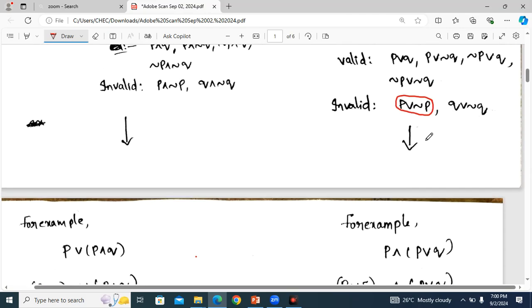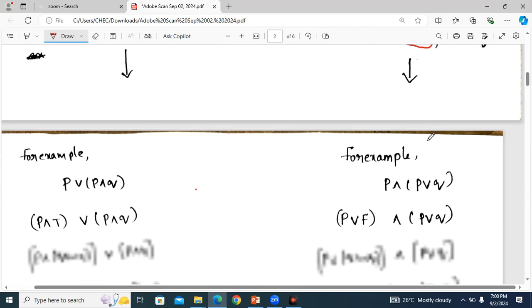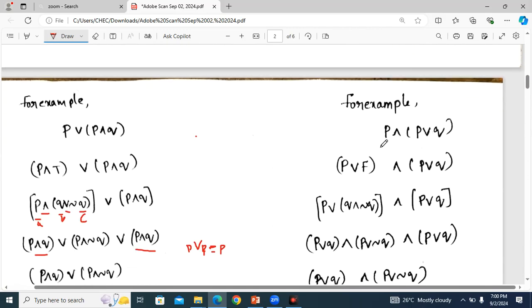PCNF means a product of max terms. For example, we consider the compound statement P and (P or Q). Here P is an elementary sum, and P or Q is an elementary sum. So this is a product of elementary sums, so this is in CNF. Now we convert CNF into PCNF.